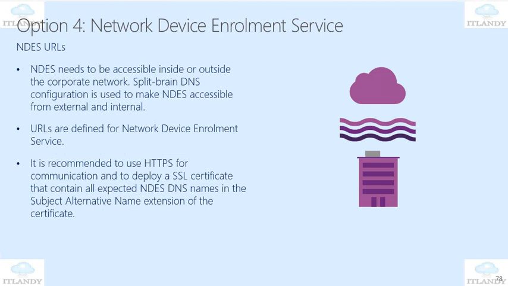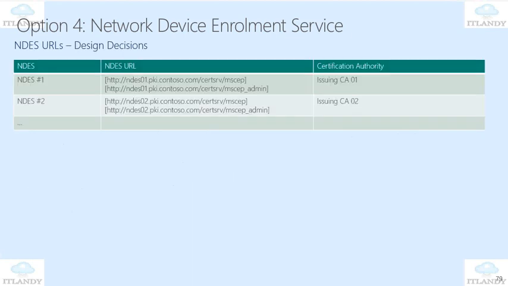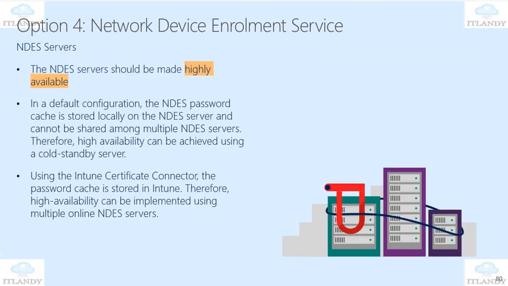NDES URLs. NDES needs to be accessible inside and outside the corporate network. Split brain DNS can be used to achieve that. URLs are defined for network devices. It is recommended to use HTTPS for the communication when you deploy the certificate. It should contain all the expected NDES DNS names in the subject alternate name. Again, similar to the previous approaches, create a table, something like this, and you can put the NDES URLs, and remember split brain for inside and external.